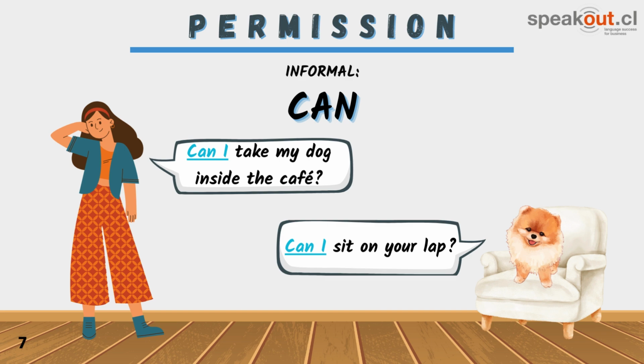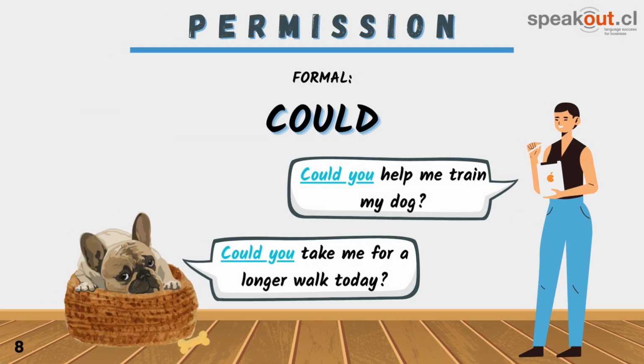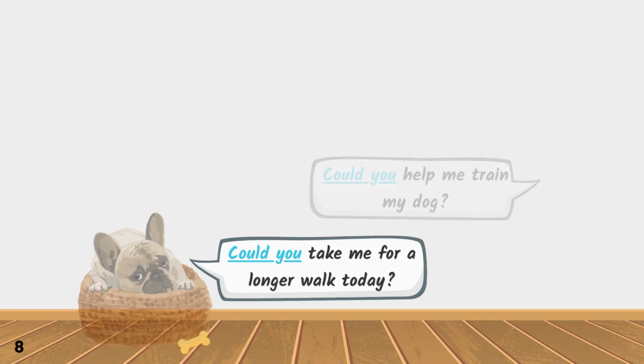Can also expresses permission in an informal way. Can I take my dog inside the cafe? Can I sleep on your lap? Could also expresses permission in a formal way. Could you help me train my dog? Could you take me for a longer walk today?